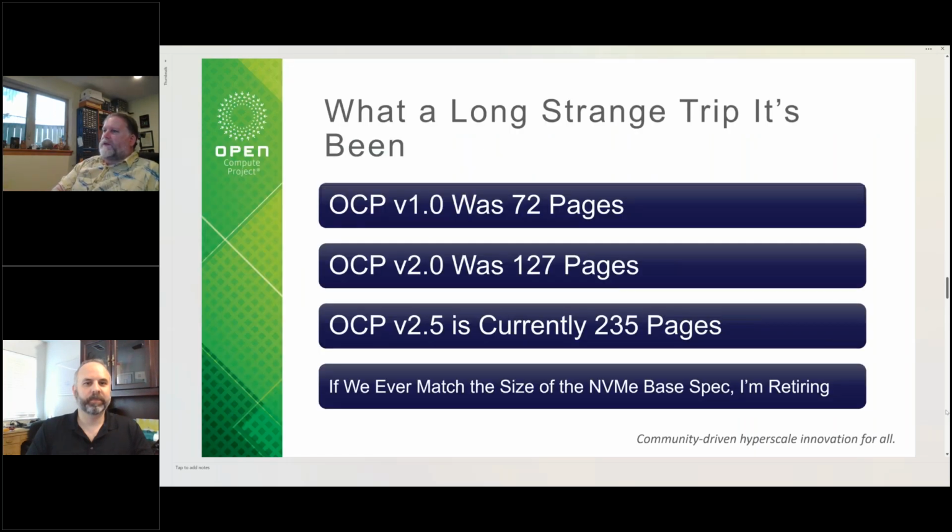So kind of thinking back along the 3-4 years now that we've been doing this, kind of a long, strange trip. OCP 1.0 was about 72 pages. Then we almost doubled that in OCP 2.0 to 127 pages with lots of new requirements and capturing good information. And now currently we're about 235 pages for the new spec. And basically down here it's like, you know, if we double again and we surpass the NVMe base spec, well, I think I'm going to retire. I just need to get out.